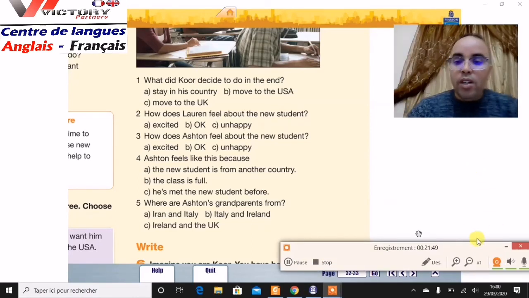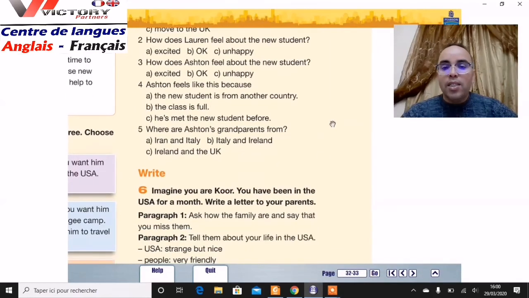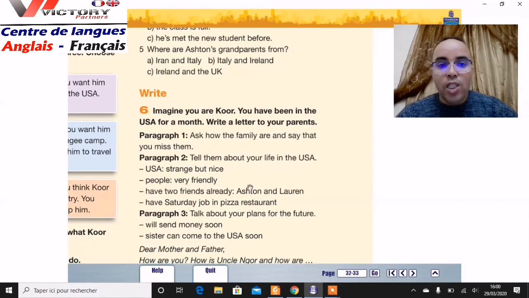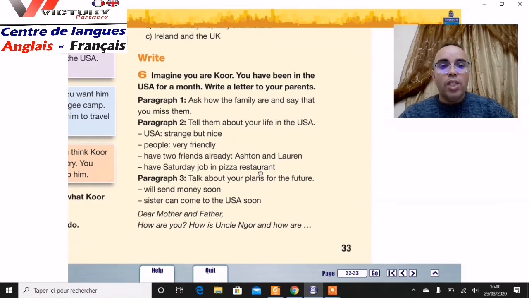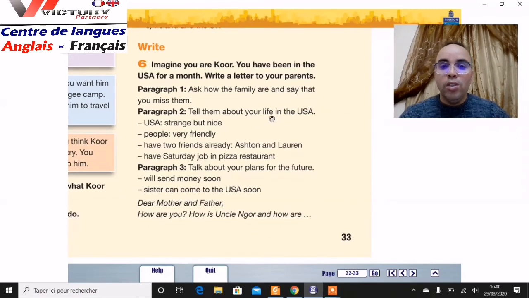Okay, now we have arrived at the last activity in this lesson. It is writing. So in this part of our lesson, you are going to write a letter. So imagine you are Kur. You have been in the USA for a month. Write a letter to your parents. So you are going to write a letter to your parents.